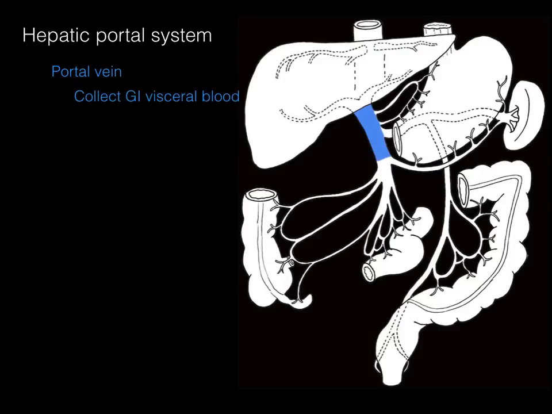Now the portal vein collects GI visceral blood. So all the blood from the gut tube, foregut, midgut, hindgut, and accessory digestive glands and the spleen. So the portal vein drains the foregut, midgut, and hindgut. So let's talk about the foregut, shall we?